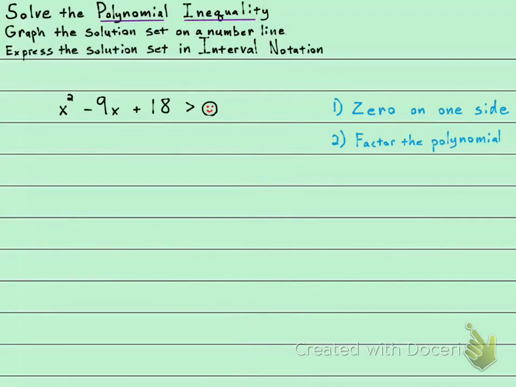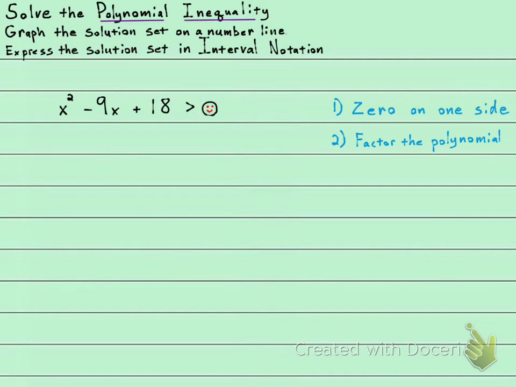We're going to solve this polynomial inequality, and then we're going to graph the solution set on a number line, and then we are going to express that solution set in interval notation. So here is our polynomial. It is an inequality. You see it's greater than.